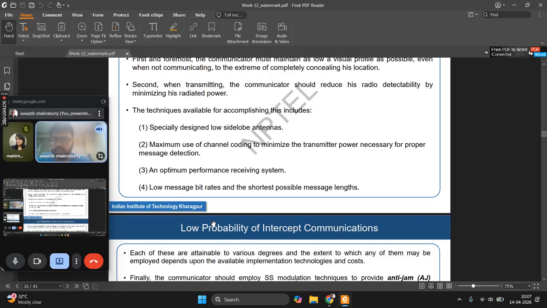You don't want civilians to know your advanced position, not the enemy army, not civilians also. So the receiver should have a lower noise floor than all commercially available receivers. So this is the kind of objective functions that a military communication system uses.